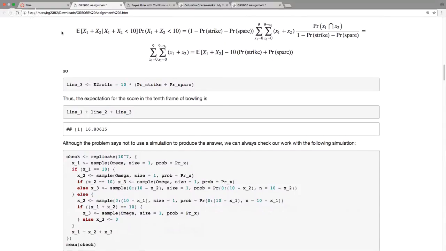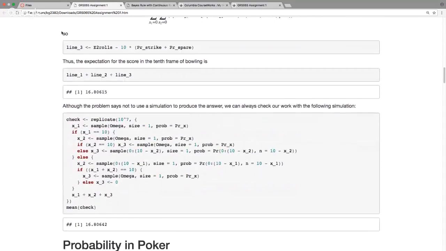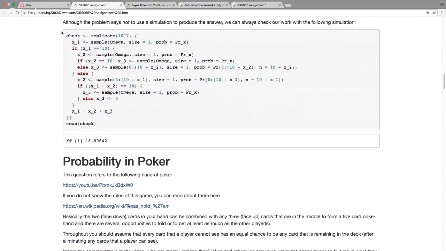It amounts to the expectation for 2 rolls minus 10 times the probability of getting a strike or a spare. So neither of those occurred. So you have to subtract away 10 from the usual expectation for what happens on 2 rolls. So you add all those things up, should get 16.8. It says to do that with math rather than simulation, but you can always check your work with a simulation many times for the 10th frame of bowling, and then just take the mean of those. Also comes out to 16.8.